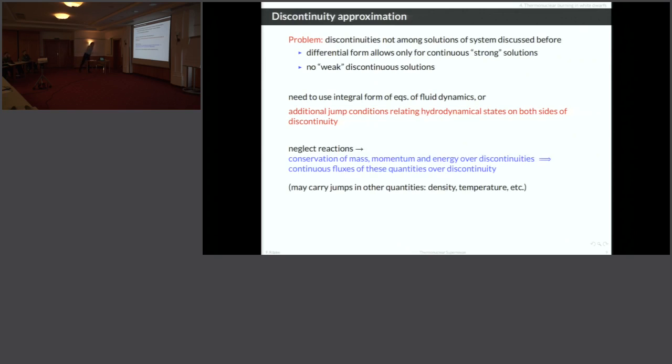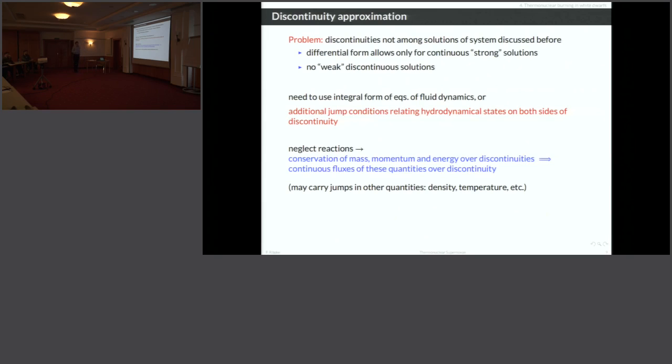Jump conditions are a little bit similar to what we also learn in electrodynamics. I will first discuss how we set up these jump conditions on a simplified system, namely a system which is not really a combustion, because for the first part of the discussion we will neglect reactions. So we just look into the pure hydrodynamical system, and in that, of course, we have conservation of mass, momentum, and energy, as we discussed yesterday. And in a discontinuity, in a jump of hydrodynamical quantities, these quantities should still be conserved. That means we expect continuous fluxes of mass, momentum, and energy over the discontinuity. They may, however, carry jumps in other hydrodynamical quantities. For instance, there is, of course, a jump in density, in temperature, maybe also a jump in pressure. But the fluxes of the conserved quantities of mass, momentum, and energy should be continuous over the fluid.